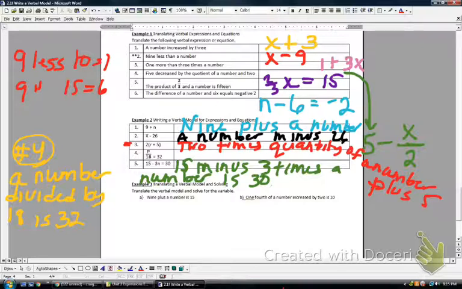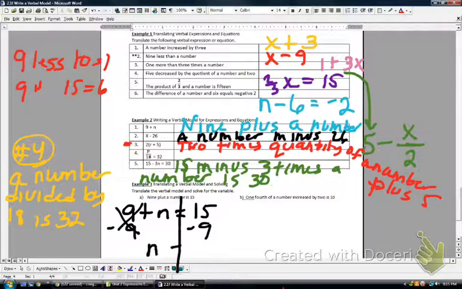It says translate the verbal model and solve for the variable. So I have 9 plus a number is 15. I'm going to solve that using the algebraic process. To undo positive 9, I subtract 9. That goes away. On my other side, I'm left with n, and then 15 minus 9 is 6.